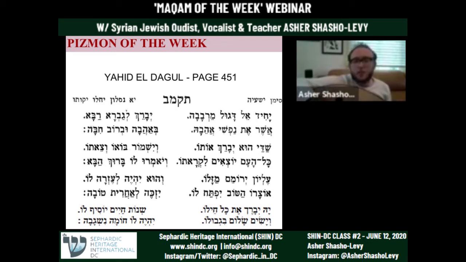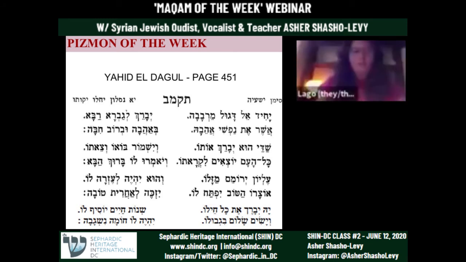So I sing the first line. I should also mention that I'm pronouncing things according to the Syrian tradition, which does not distinguish between bet and vet, but does distinguish between gimel and rimel, and between certain other letters that maybe other traditions don't. So the first line, Ya Hayd el Daghul Mirbaba Yibarech Le Ghabra Rabba. That repeats. Then next line, Asher Nafishi, Ahiba Be'a Aba Umru Hiba. That repeats. So basically everything repeats except for the third bit. Thank you. That's helpful. Good, I'm glad.